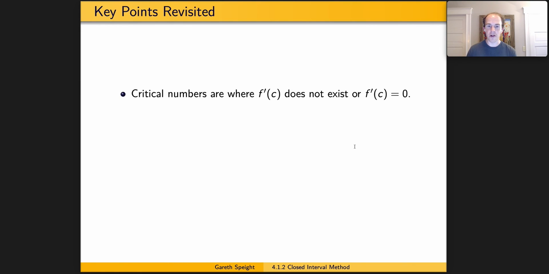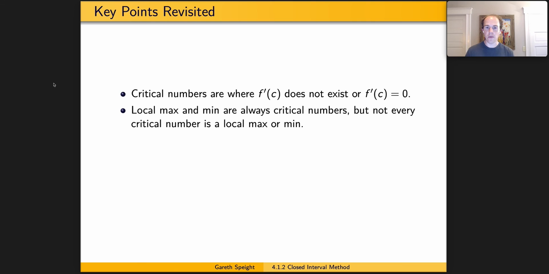Let's just revisit the key points since I feel like this was a little bit complicated. The critical numbers are where either the derivative does not exist or where the derivative equals 0. And we said, if we have local max and local min, they are always critical numbers, but not every critical number is a local max or local min. So local max and min are inside the critical numbers, but the possible set of critical numbers could be larger. Right now, we don't know how to figure out which critical numbers are local max and local min. We didn't talk at all about that, so we're going to come back to that later.